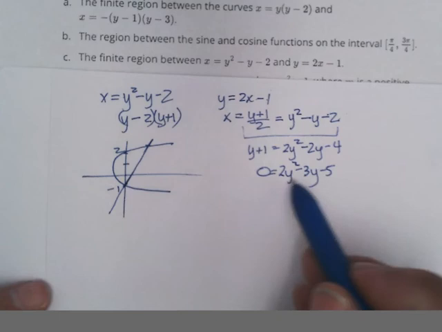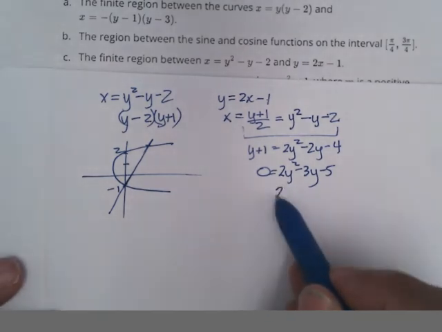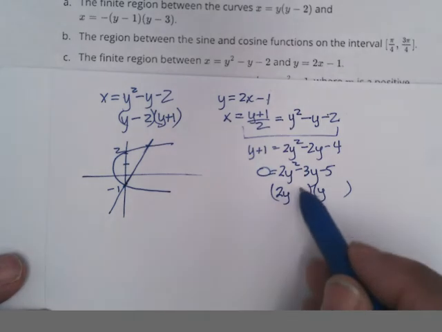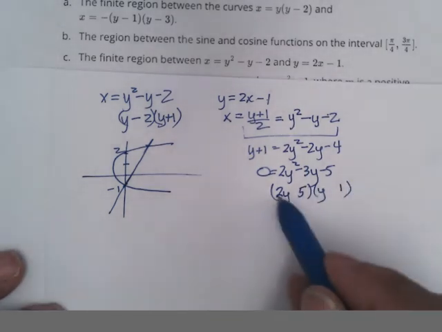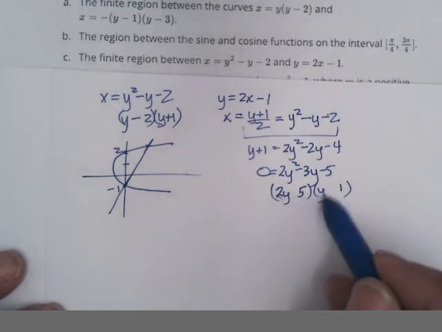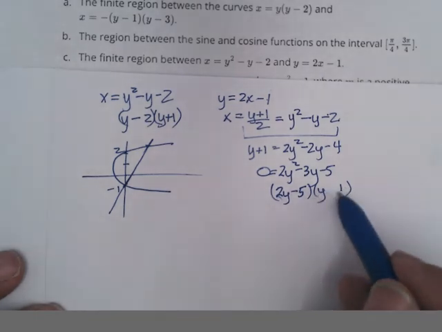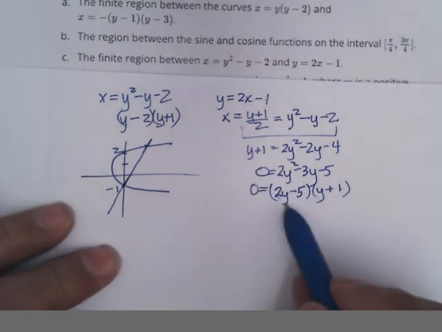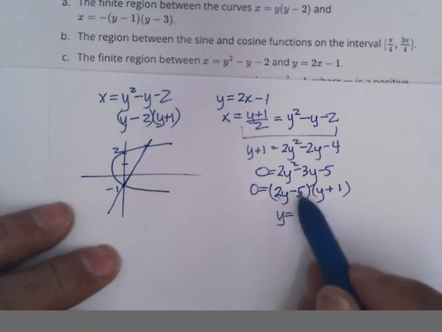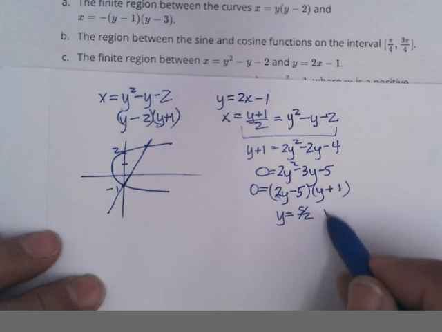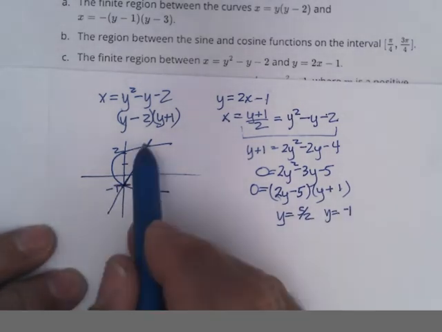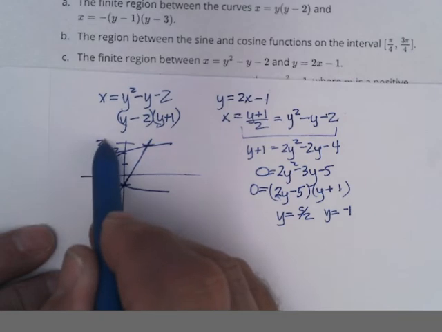And does that factor? So 2y, y, if I put 5 here and 1 here, I get 2y and 5y. If that's minus 5y and plus 2y, I get minus 3y. So this y has to be, add 5, divide by 2, 2.5, and y equals negative 1. So there's the negative 1, which we knew, and here is 2.5.